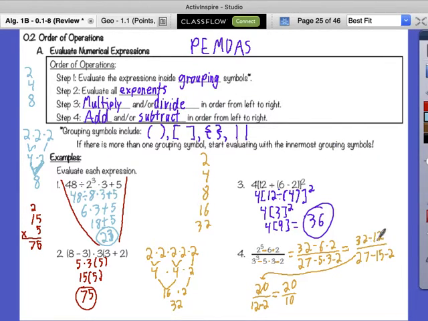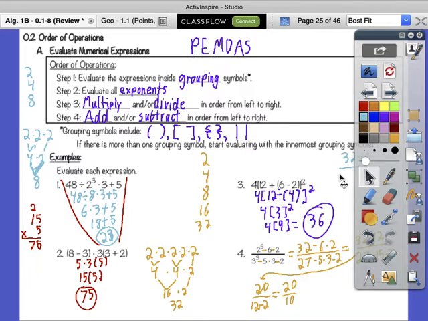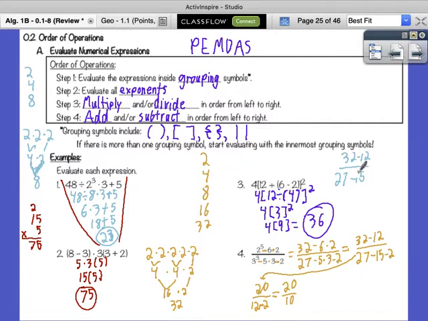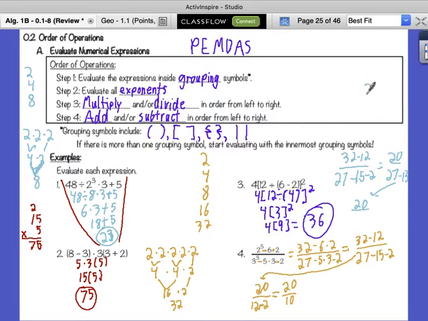So if we were at the same step as earlier, and we had 32 minus 12 over 27 minus 15 minus 2, and we said, okay, top's still going to be 20, while on the bottom I want to do 15 minus 2 and get 13. Well then in my next step, what's 27 minus 13? What would 27 minus 13 be? 14. Yeah, it would be 14.